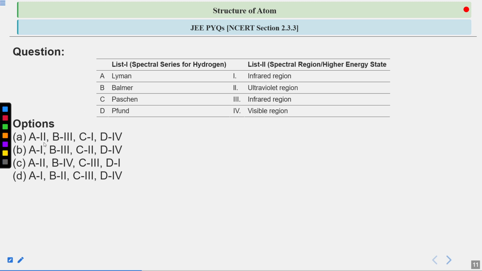A is corresponding to first, B to third, C to second and D to fourth. Or A is corresponding to second, B to fourth, C to third and D to first. Or A is corresponding to first, B to second, C to third and D to fourth. So these are the 4 choices you have. Try to match the list 1 with the list 2 correctly and then you can tell the correct answer. So you got some time for that. Try to solve it. We will see which option will be the answer for this question.